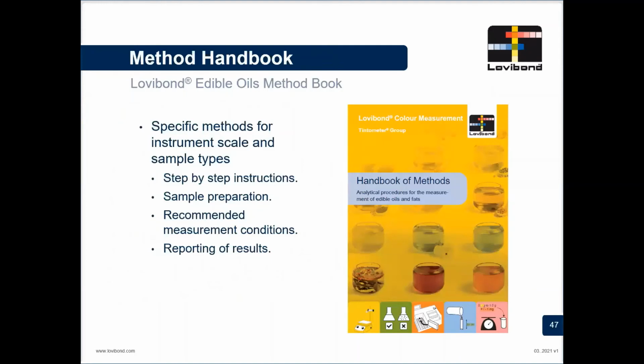And then we have the Lovibond Edible Oils method book. This summarizes a lot of the methods and the things that I've been talking about here. So you've got step-by-step instructions, how we prepare our sample, a recommended measurement condition, how we report our results, and it's a very good guide if you want to refer back to things: how do I do this? What do I need to do? And that's available, I believe, on our website.